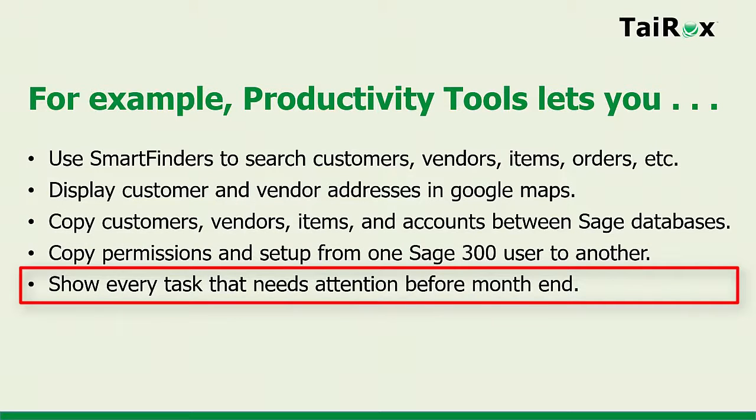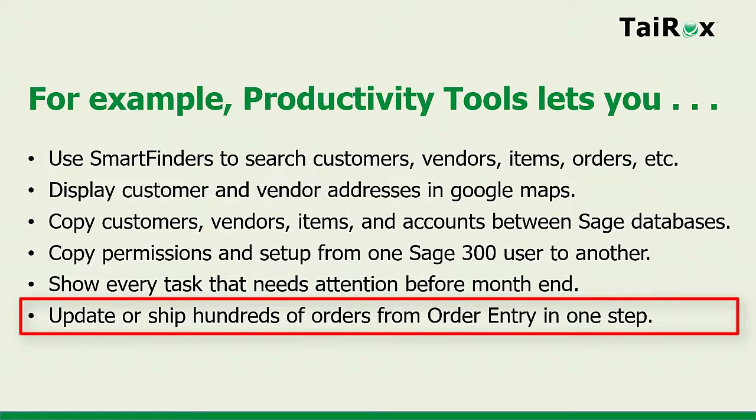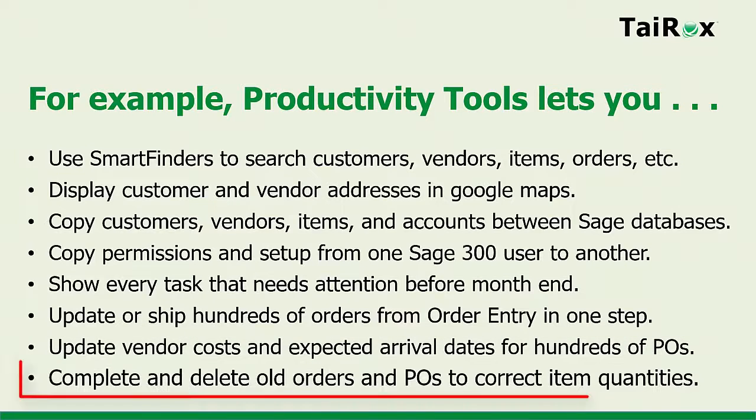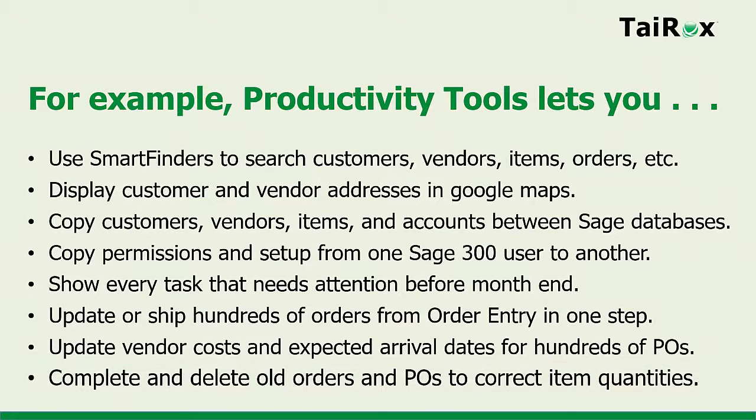Show every task that needs attention before month end. Update or ship hundreds of orders from order entry in one step. Update vendor costs and expected arrival dates for hundreds of purchase orders. And complete and delete old sales orders and POs to correct item quantities and to speed up day-end processing. Let's look at a few productivity tools.